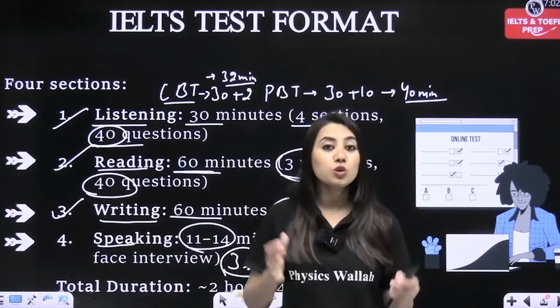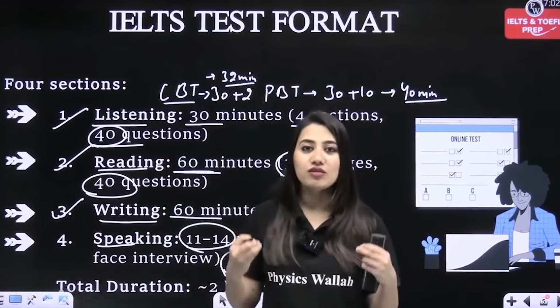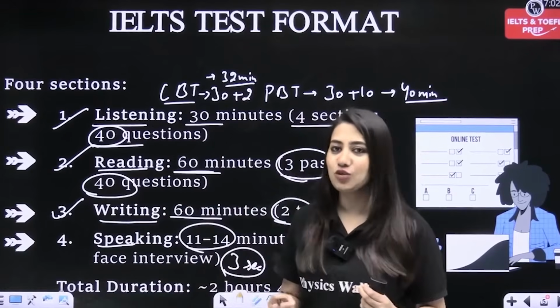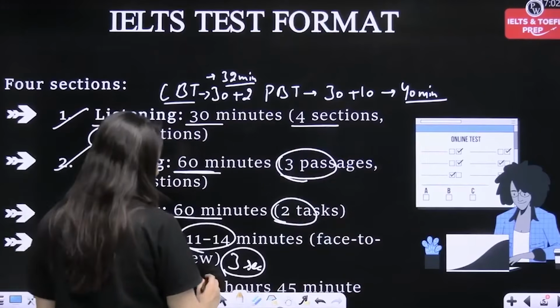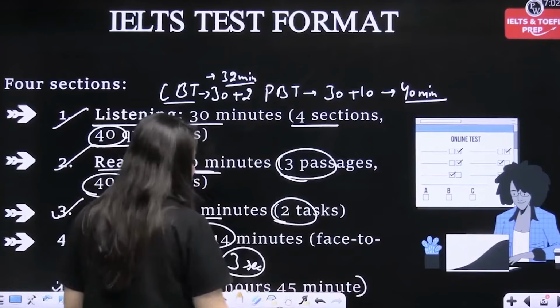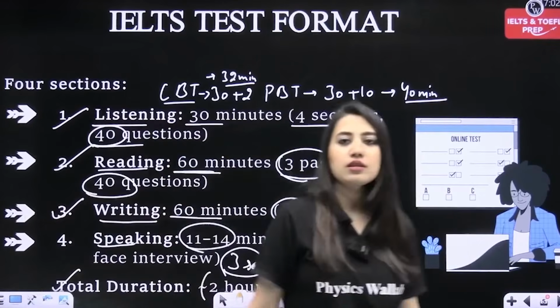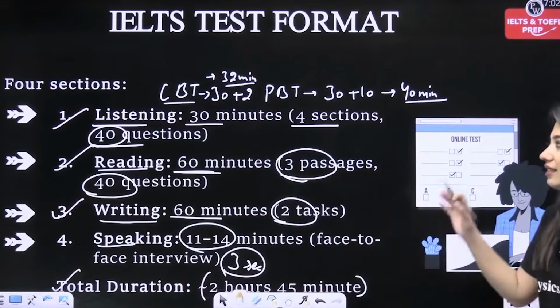The second one will be a cue card round. The third one will be a general discussion round. So these are the 3 rounds you're going to have here. Next, the total duration of the test is 2 hours and 45 minutes, and that is about it.